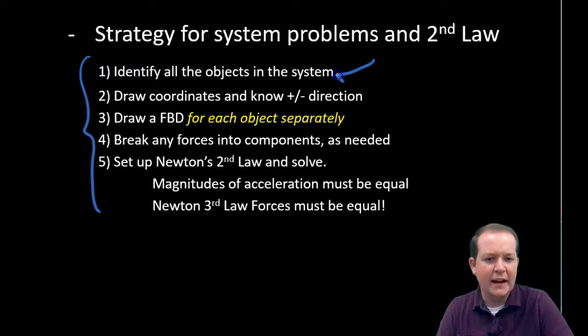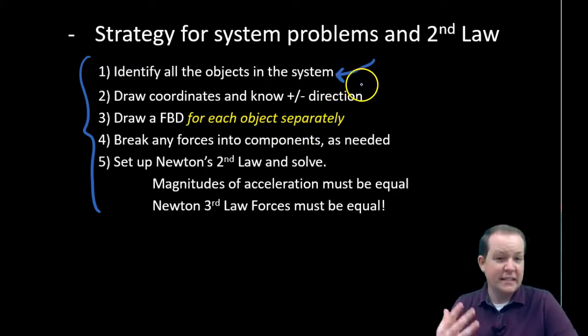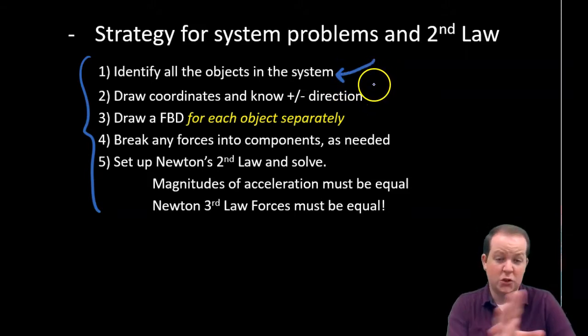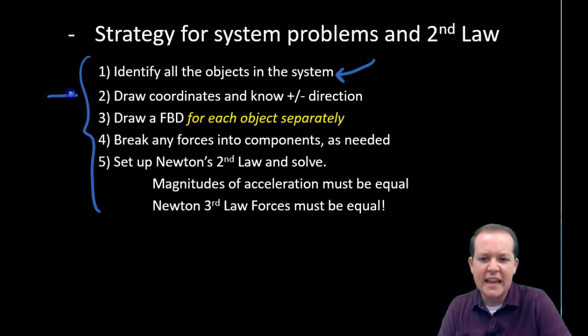You should recognize, I'm not saying you have to write a paragraph or anything, but recognize what's your system. Is it just one object like we're used to? Or maybe there are two objects. Maybe if it's a really tough problem, there are three objects. But how many objects should you be considering? But then we're doing the same stuff as before.